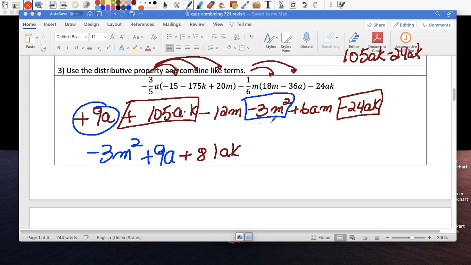And then we have something that is AM, but there's nobody else that's an AM, so that does absolutely nothing. It's still part of your answer, though. And finally, minus 12m. And that combines with no one, because there's no other term out there that has simply an m. That's it.